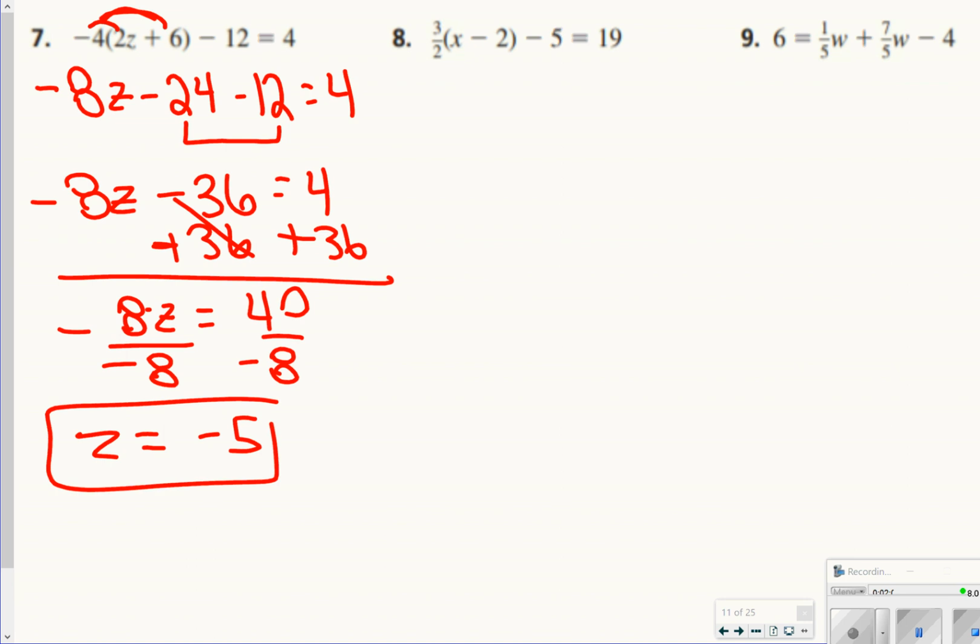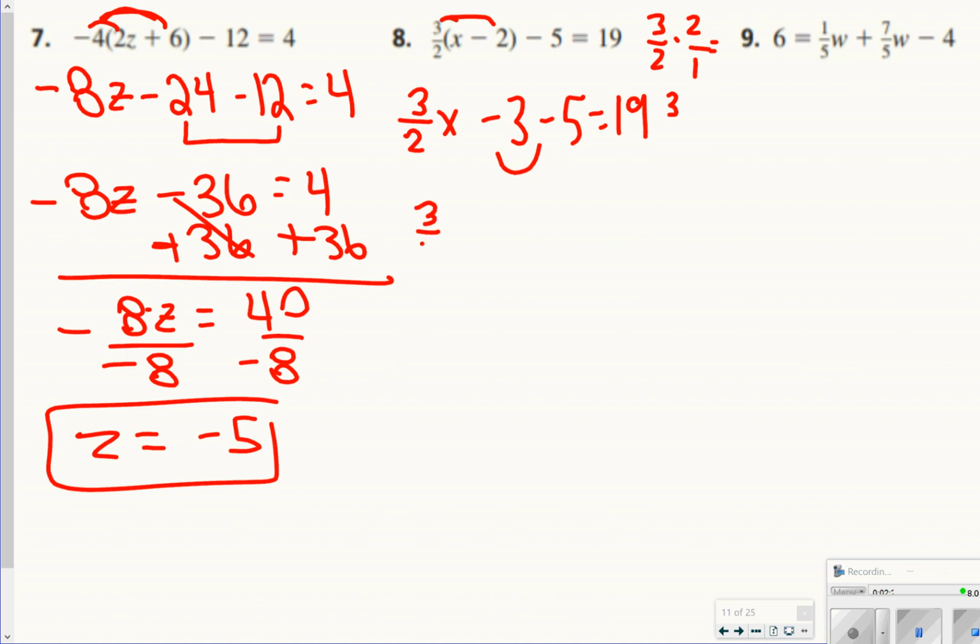For number 8, I'm distributing the 3 halves. So I have 3 halves x. And then 3 halves times 2, if you do that to the side over here, it's basically going to give you 6 over 2, which is equal to 3. So minus 3 minus 5 equals 19. I'm going to combine these two terms real quick. So that gives me 3 halves x minus 8 is equal to 19.